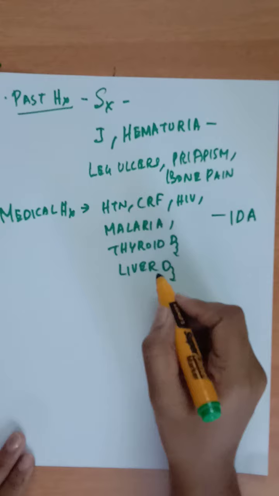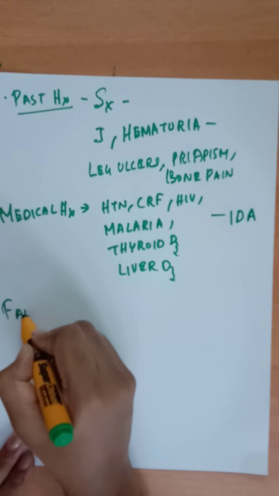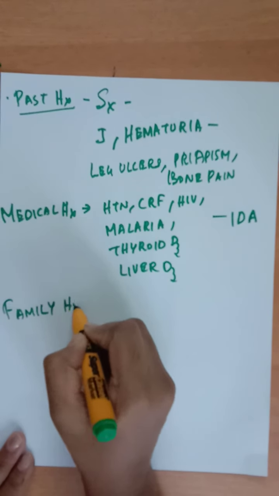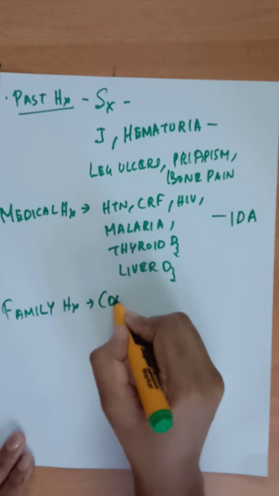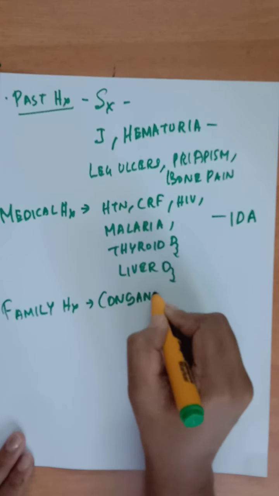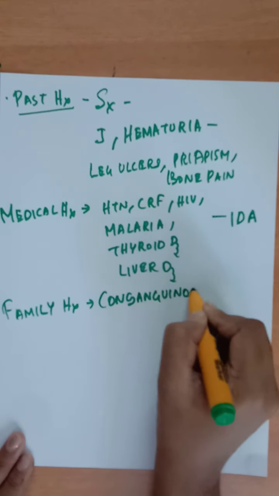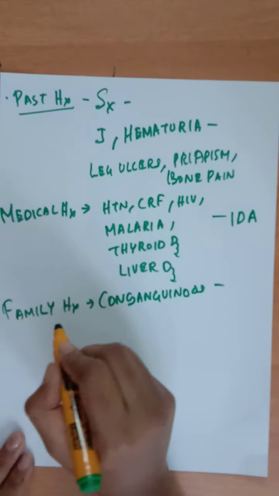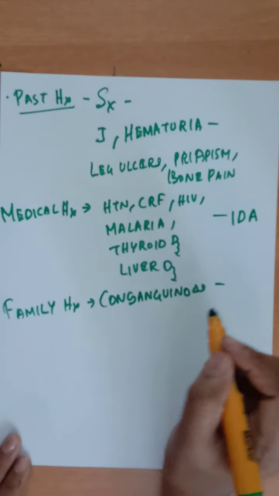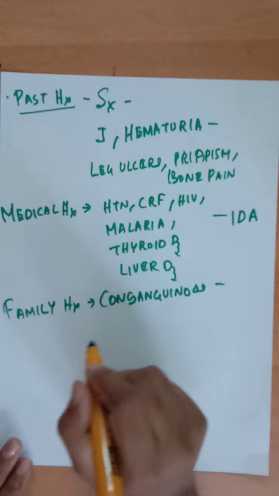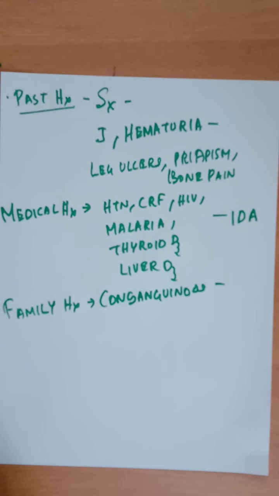Then family history, consanguineous marriage or not, for suspecting hemolytic anemia, and if there is any family history of anemia.